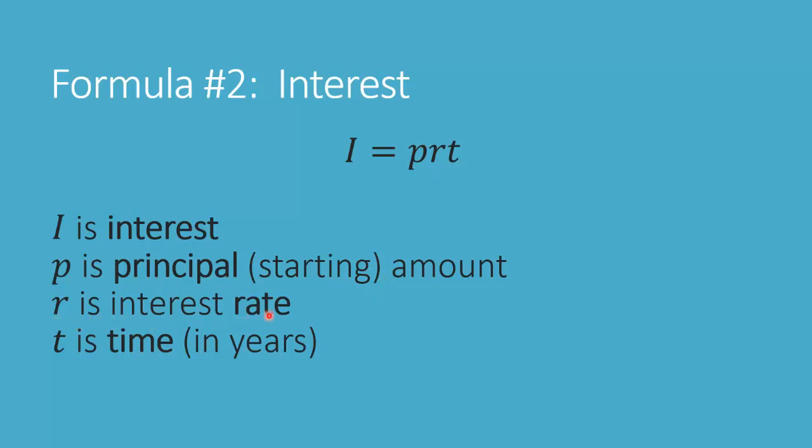This is always in decimal form, so if the interest rate is, say, 4%, then in your equation, you're not going to plug in 4. You're going to plug in 0.04. And then, of course, you have T is time. And in our case, time will be in years. So after 1 year, then T will be, of course, 1. After 2 years, T will be 2, etc., etc.